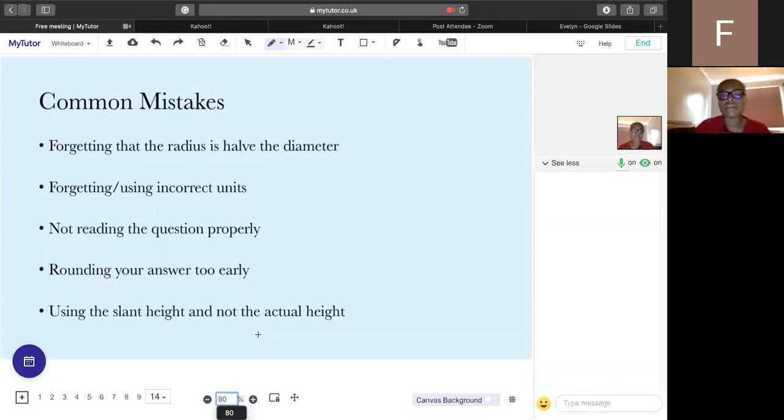Also remember, do not round too early. Rounding too early will give you wrong answers. They won't be as accurate, and you will lose marks for it as well. And remember, don't use the slant height. Only use the actual vertical height of the shape, not the slant height. They will put it in there to throw you off, so really be careful with those.